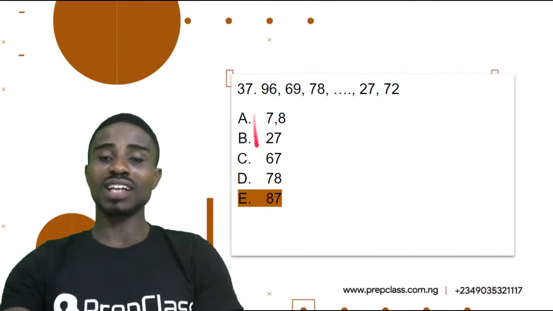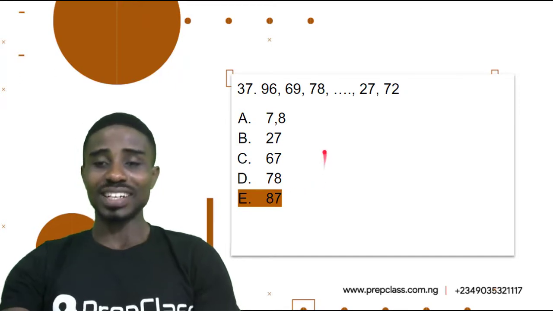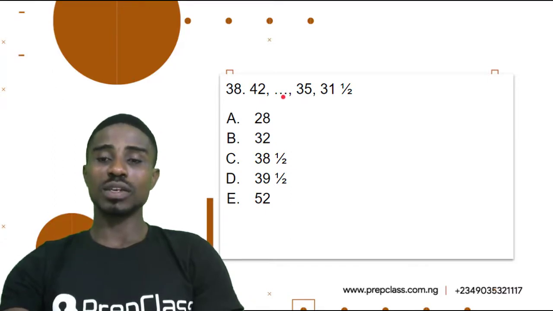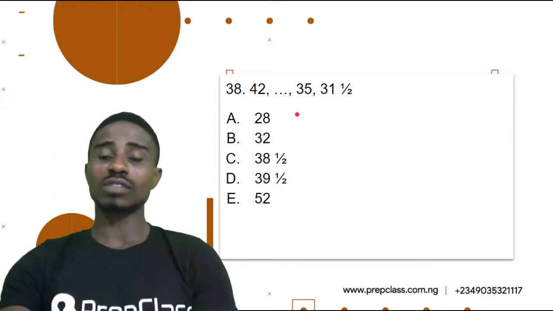Question 37, our correct answer is 87. All right, let's look at the next one. Question 38. So we still have to study this sequence and see how to come about this missing space. All right, let's see how to get it done.